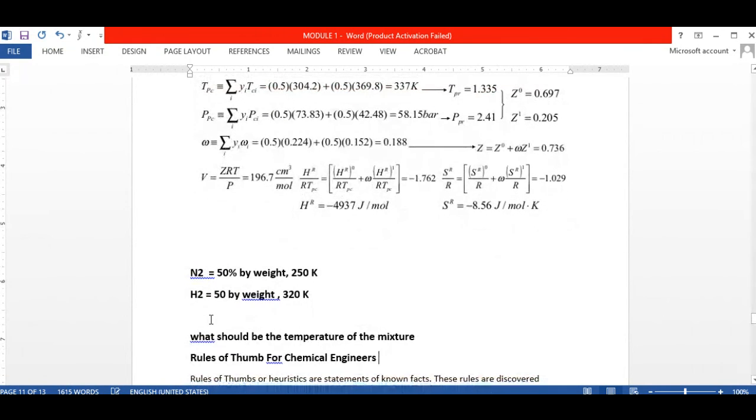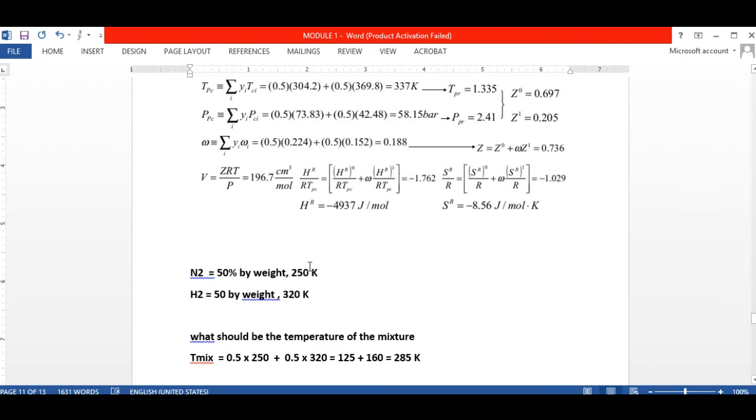Here we can calculate. Simply put, the temperature of the mixture is equal to the mass fraction of nitrogen multiplied by the temperature of nitrogen, plus the mass fraction of hydrogen multiplied by the temperature of hydrogen. That's how you get the temperature of the mixture. This should be 125 plus 160. So we get the temperature of 285. This is how you can do it.